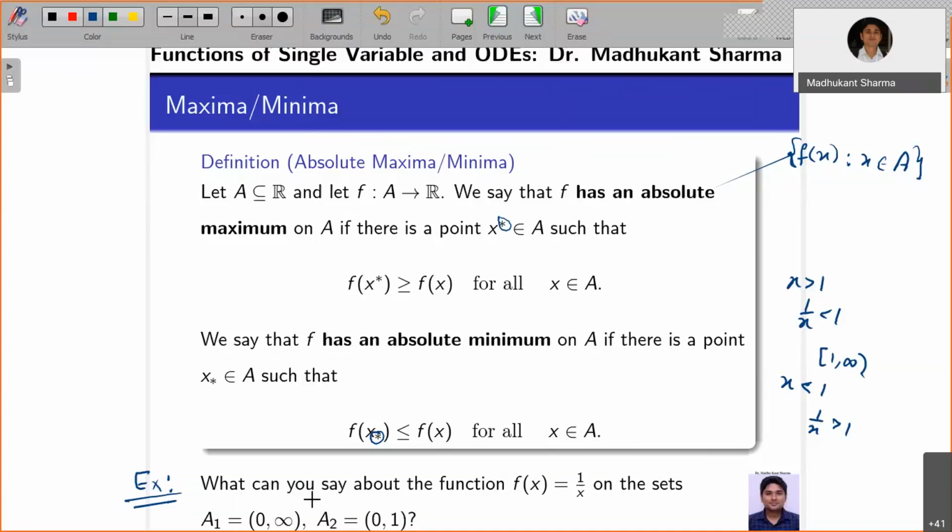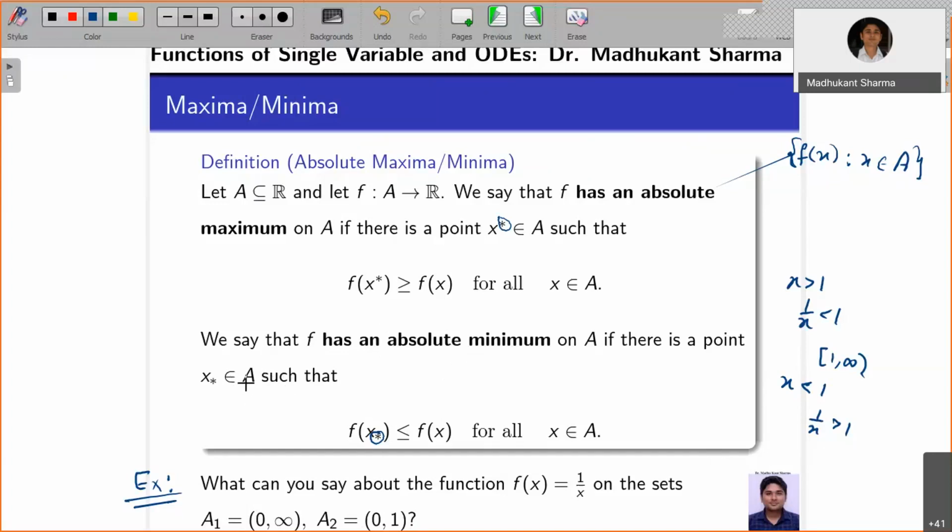Sir, if A2 includes 0 here, or if we include 1 inside A2, then will 1 be the x star? One will be the minimum. What can you say? Absolute minimum, it will be. Yes, it is possible, because in this definition the absolute minimum point must be inside A.